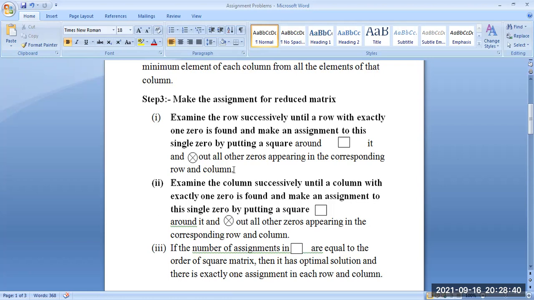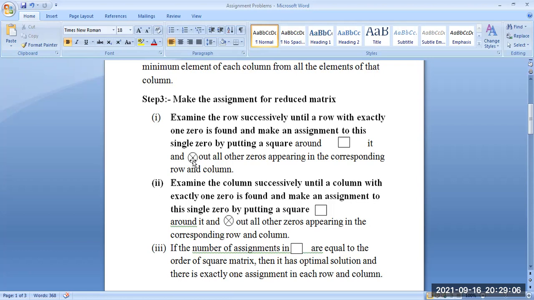अगर first row में we have only one 0, so we assign that 0. अगर उस 0 को assign करेंगे, so we put a square box around that 0. अगर उस रो कॉलम में, जिस रो को हमने असाइन किया, जिस एलिमेंट को 0 को असाइन किया, उस कॉलम में अगर कहीं और 0 है, then we put a cross around that 0.